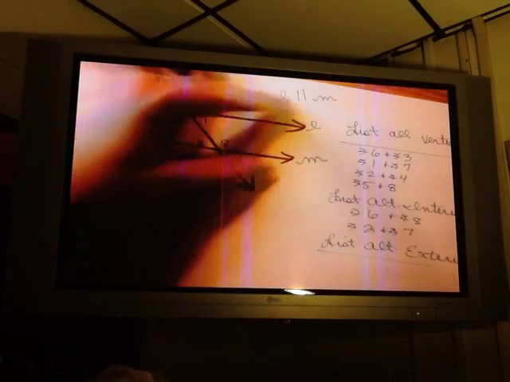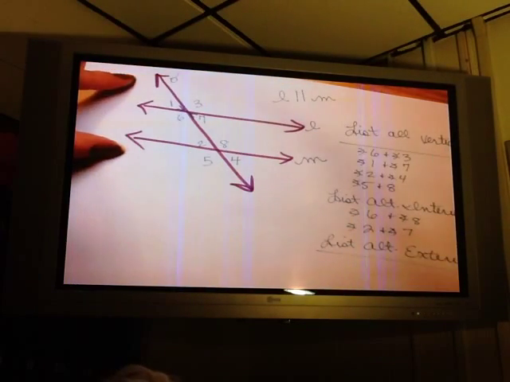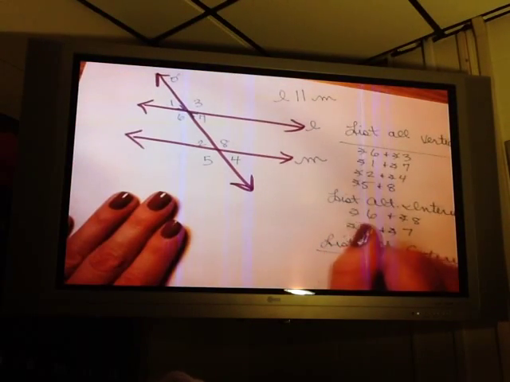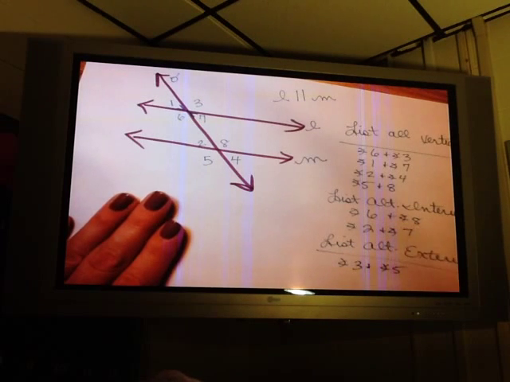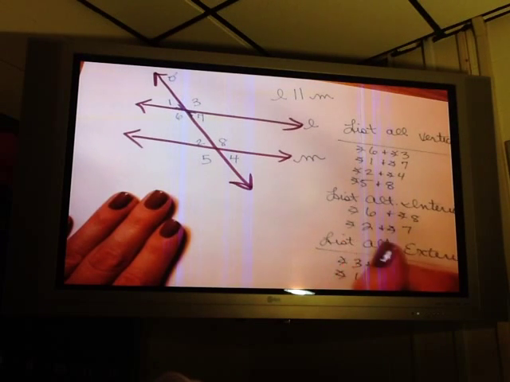Hunter, can you tell me one? 3 and 5. Yes, angle 3 with 5. Megan, what's the other? 1 and 4. Perfect. Angle 1 and 4.